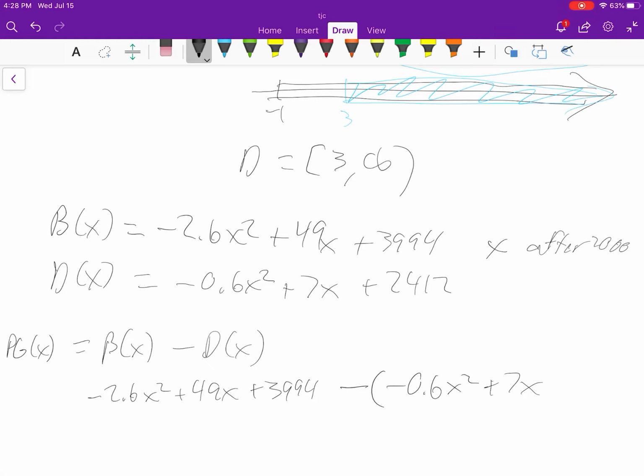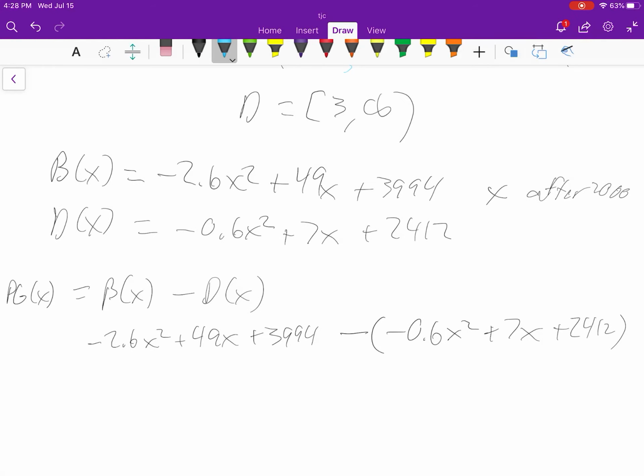And don't forget your parentheses anytime you do subtraction with function notation. Now you would distribute the negative, right? And then combine like terms, and that'll give you your pg. And then you're going to take this population growth function, and you can answer questions like, what's your population growth based upon x years from 2000? So that's an example of how these operations, I'm not going to work through it any further, would be used in real-life practical problems.